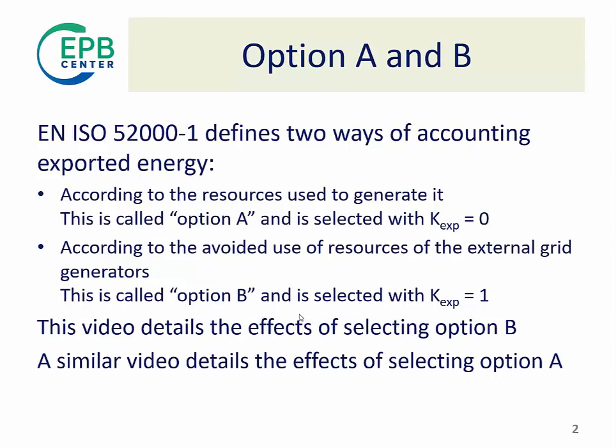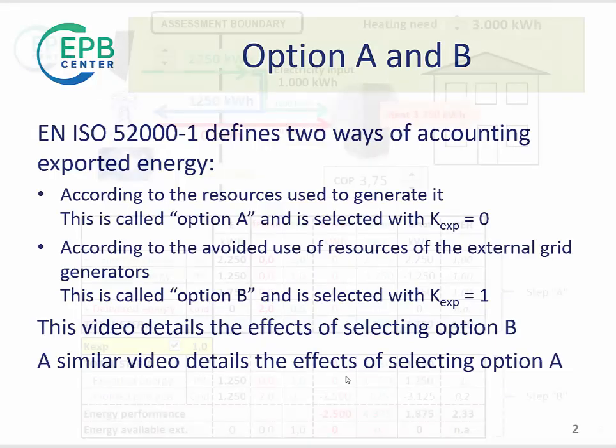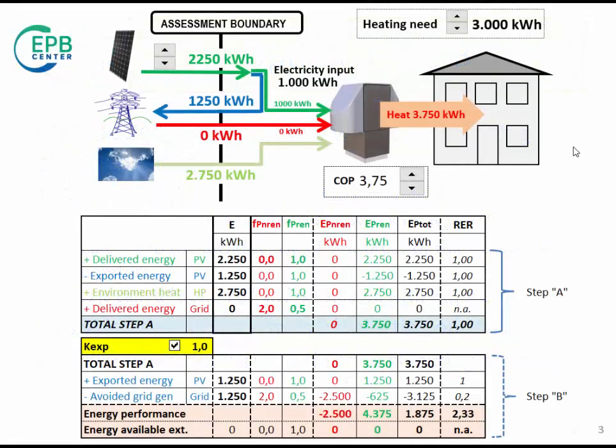This video gives a practical and numerical example of selecting option B, that is K exported equals 1. It is recommended that you watch the video on option A before this one to fully understand its contents. The first example is a simple building which is heated by a heat pump.